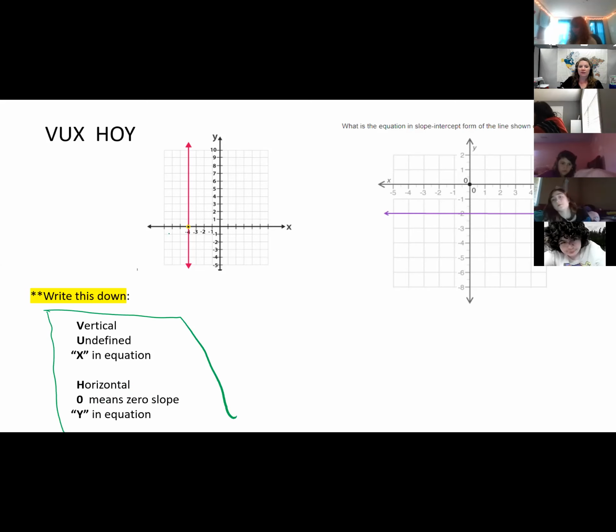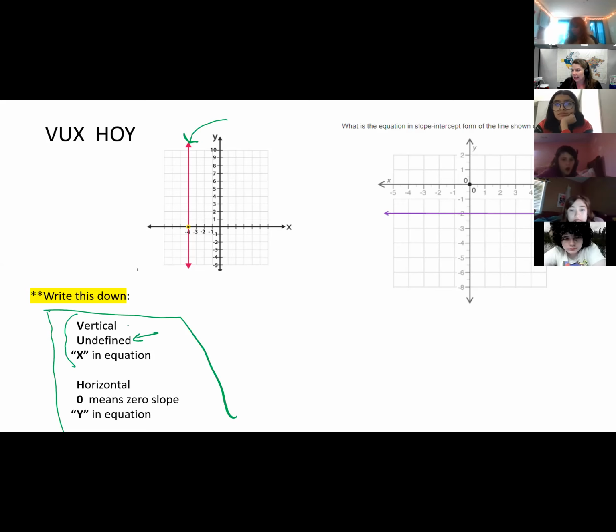If you see a vertical line, everyone knows that vertical means this way, right? Up and down, that's vertical. Horizontal, like if you're looking out at the horizon, you're looking this way, where the sky and the water meet at the beach. So anytime you see a vertical line, you need to think of Bucks because it will tell you that the slope is undefined. And if I tell you to write an equation for a vertical line, there is only an X in the equation. X equals.